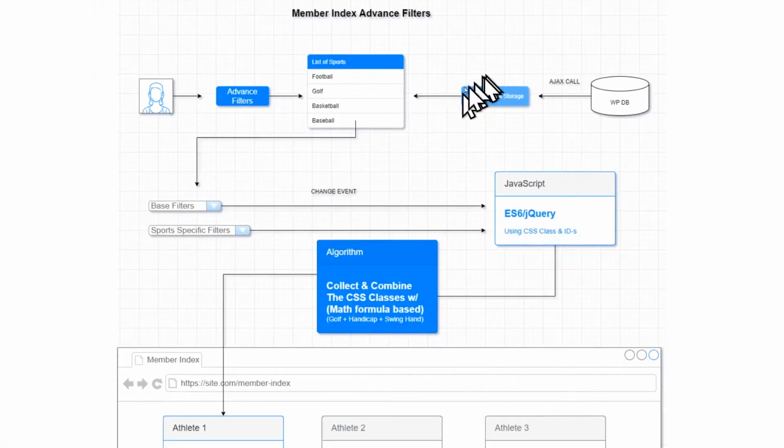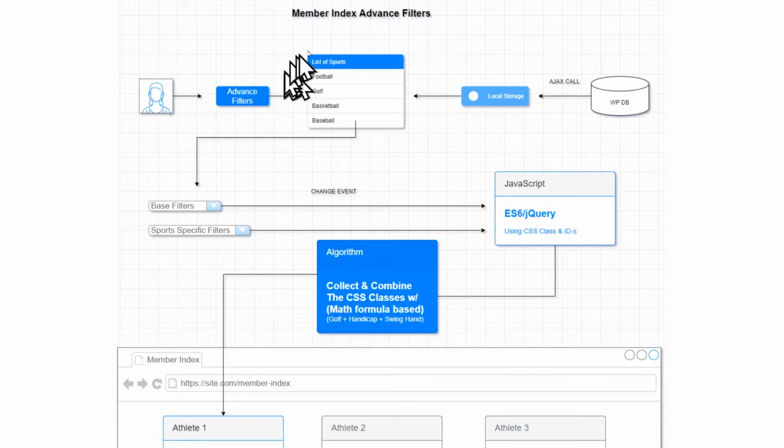Okay, if we look from the top, we see the user hits the advanced filters or other filters button, and then we have that modal being loaded, and the modal information, the list of sports, is actually coming from local storage, where it's being collected via AJAX calls from the database. We have gone through the detail of that in a previous video, but we'll also take a deeper look into this when we check out the code.